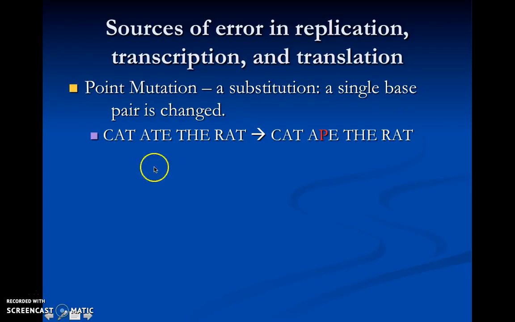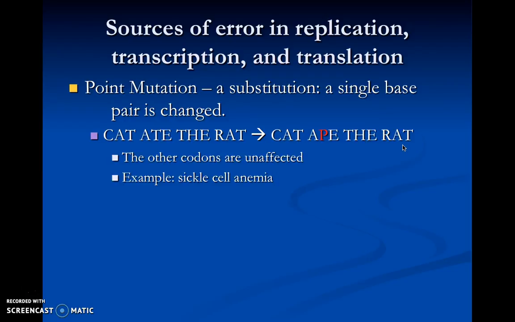So here I have a sentence. This is not DNA, but it's like DNA in that we have 3 letters in each word, just like in the language of DNA, where 3 letters make up a codon. And so here I have my original sentence that reads, cat ate the rat. And I see I have a mutation here. The T was changed to a P. Now it reads, cat ate the rap. So the one mutation, that point mutation, changed one word in my sentence. All of the other codons were unaffected.